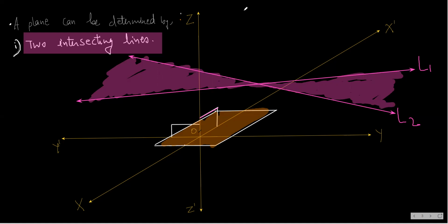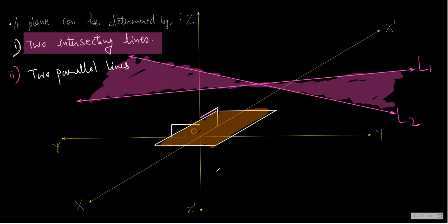Further, a plane can also be determined by two parallel lines. This is the way we can have a plane. When there are two lines intersecting, they define a plane. They determine a plane. We can have a plane even by two parallel lines. Two parallel lines can also define a plane.